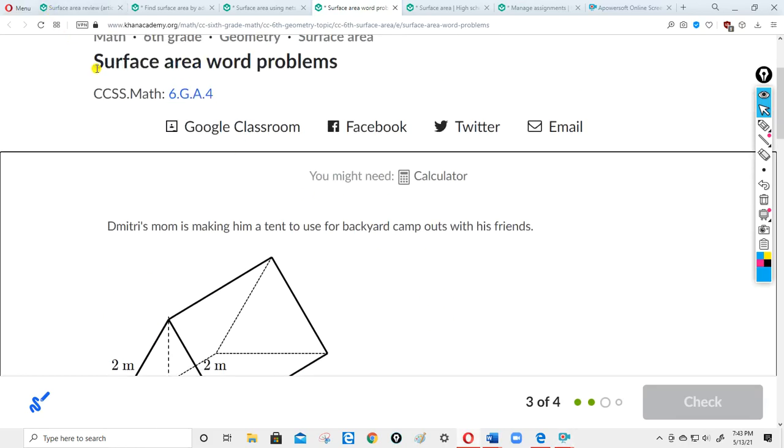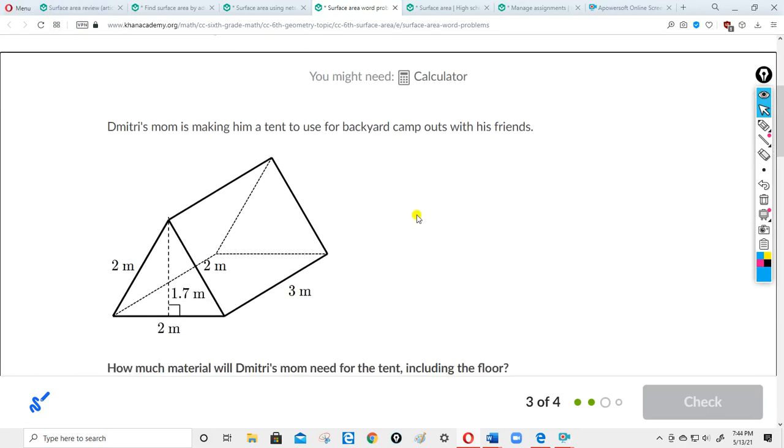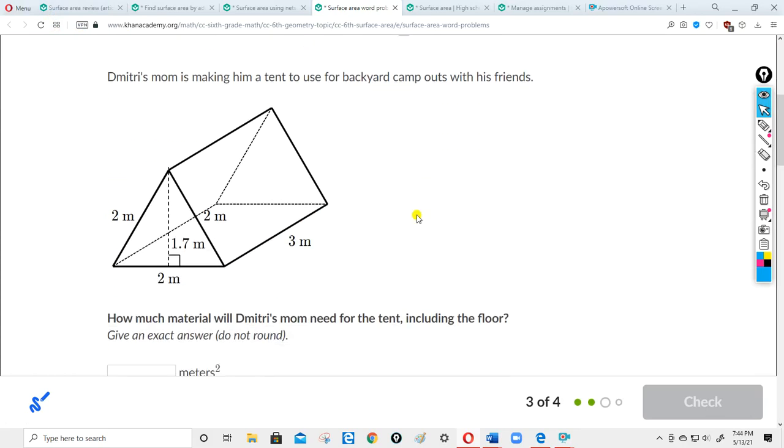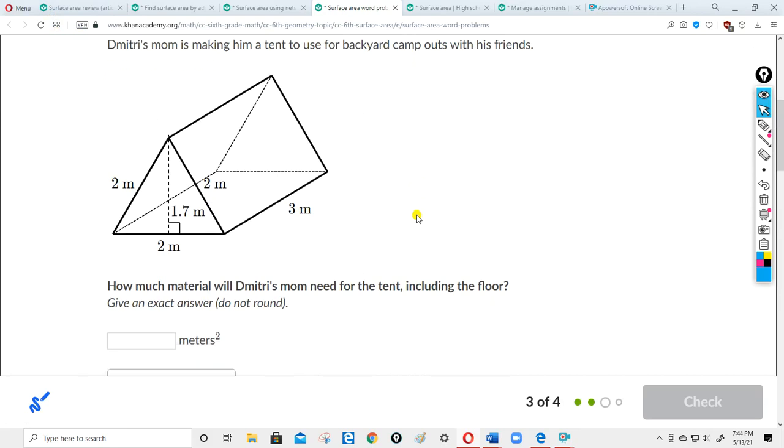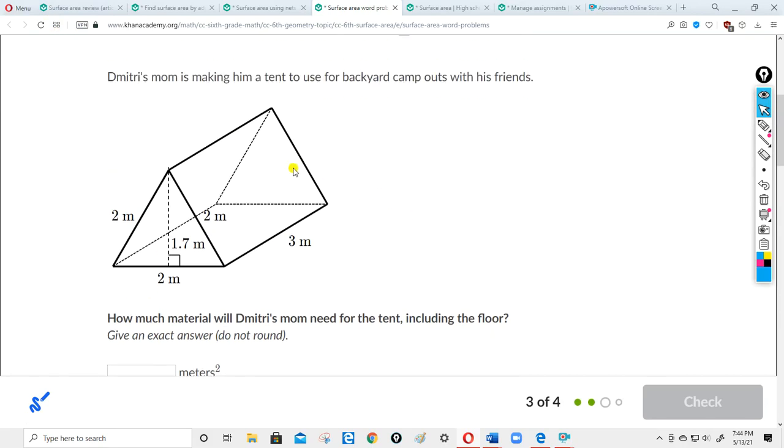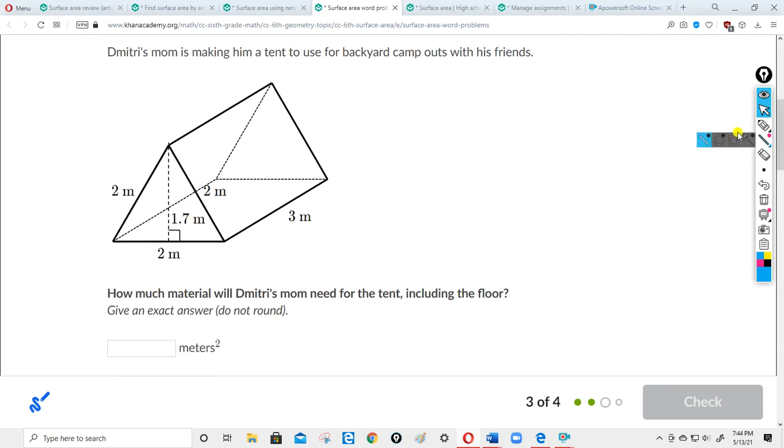This will be for the cone assignment, surface area word problems. Just like before, I think it's just easier to add up the faces instead of using a formula. So here, Dimitri's mom is making him a tent for backyard campouts with his friends. How much material will his mom need for the tent, including the full floor?